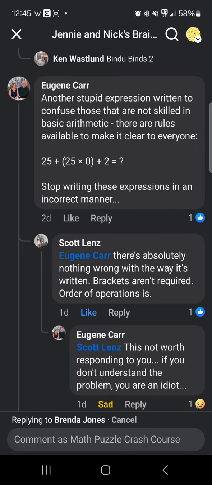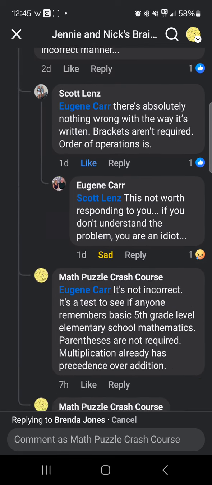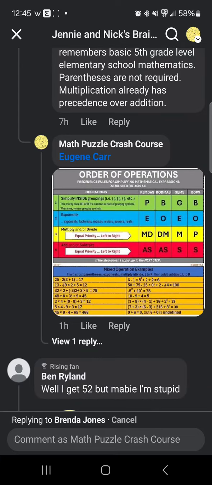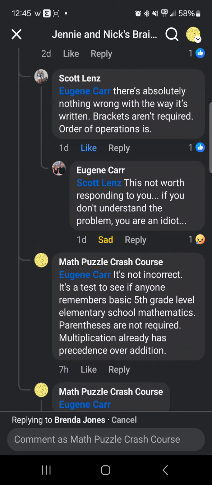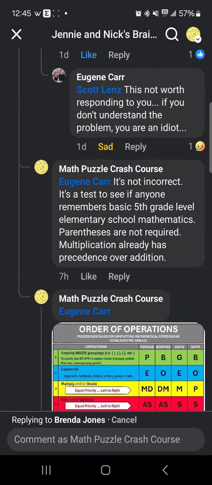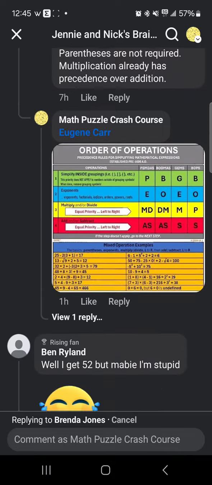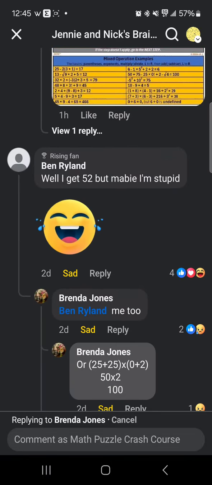Because there are people who are getting... I've seen people actually think the answer is 100, but then what they're doing is they're putting parentheses around the 25. They're adding their own parentheses in, which doesn't make sense either. You can't change the problem. And really, parentheses are not really required in this case. And that's really what the test is about.